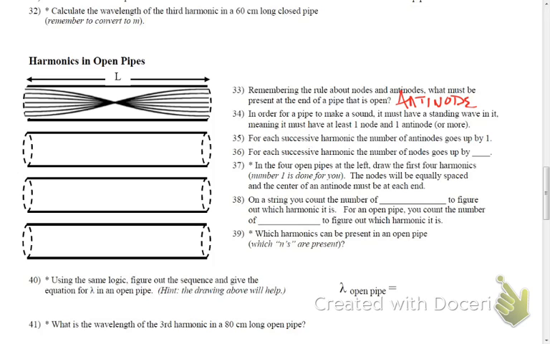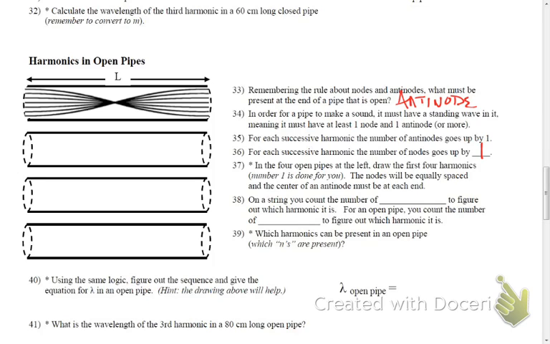Look at the picture. How many nodes are increased every time you go up a harmonic? It goes up by one, right? The first one has two nodes, and then 3, 4, 5, right? Okay, so it goes up by one.